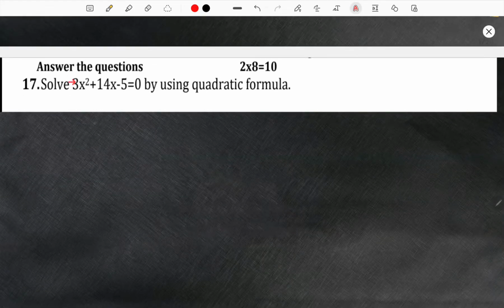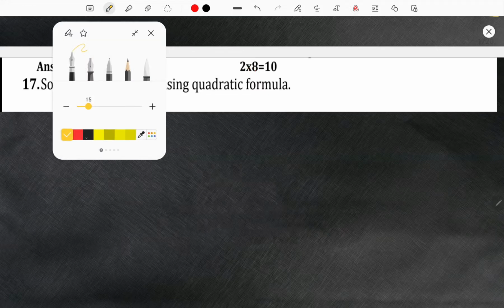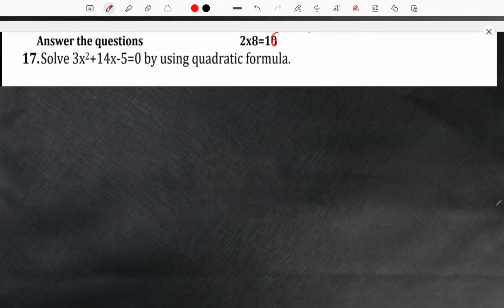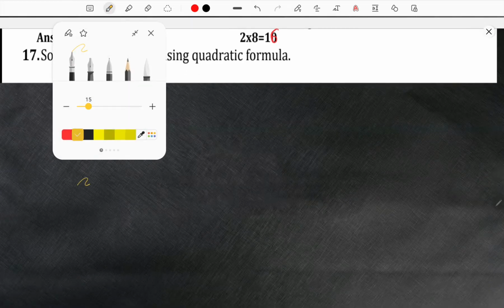So here is the first question from the third main. 2 mark questions, 8 will be there. Actually it has to be 16. I think this is a print mistake. So this is 16 marks. Alright, fine then. So let's see the first question.